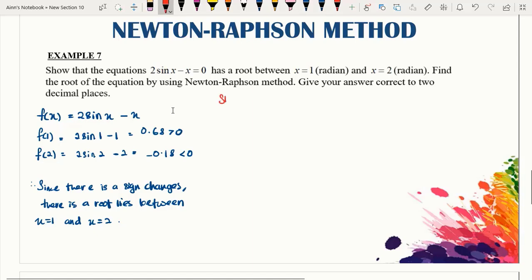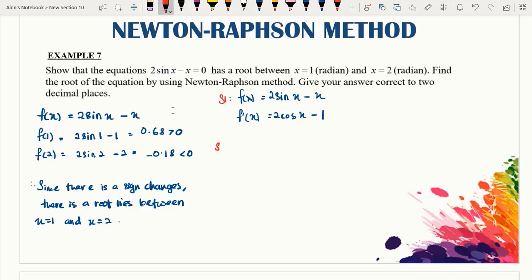As we did earlier, the first step is to find f(x) and f prime x. As the question gave us, f(x) is 2 sin x minus x, and the first derivative: differentiating sine we get cos, so we get 2 cos x minus, differentiating x, 1.